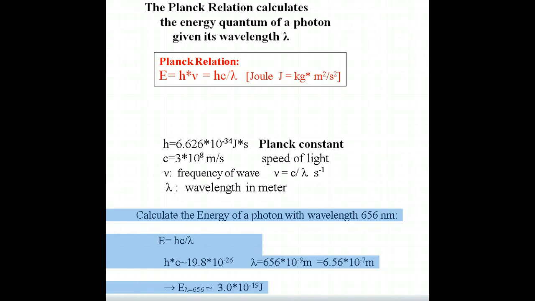Now you are able to calculate the energy of a photon with the wavelength 656 nanometer. And it is very simple. You just have to multiply h and c, the Planck constant, with the speed of light, which you see here, that is about 19.8 multiplied by 10 to the power of minus 26. And then you divide that by lambda, which is 656 multiplied by 10 to the power of minus 9. And you get an energy quantum for a photon of light with a wavelength 656 nanometer of 3.0 multiplied by 10 to the power of minus 19 joule. Please check this calculation and make sure that I did not make any mistakes.